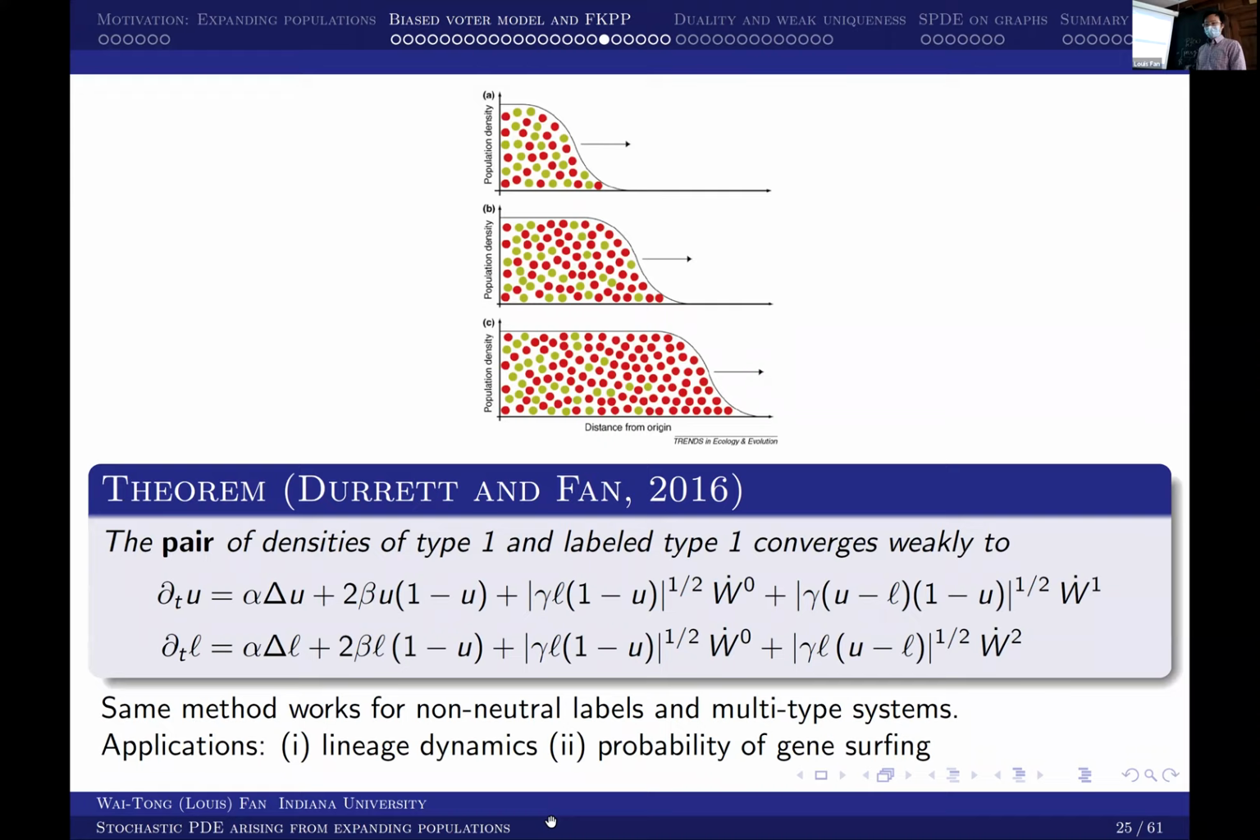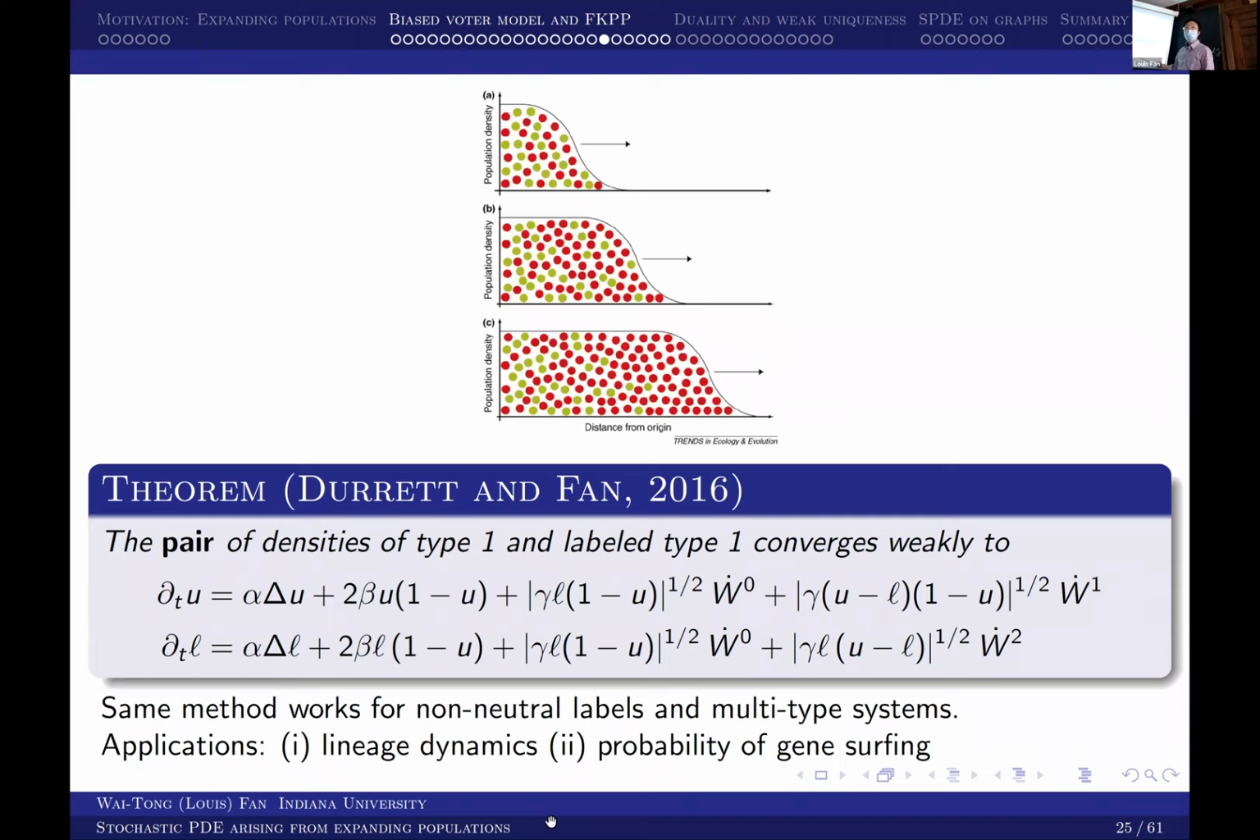But so, two colors, and the label is called L. The result is that the pair of densities of type one and the label type one converges jointly to this coupled SPDE. And a similar method works for a non-neutral label. We can also tune it to be non-neutral and also a multi-type system. Potential applications are that we can look at the lineage dynamics, which I'll explain soon, and we can also use it to robustly simulate the probability of gene surfing, robust against the size of the bias voter model. So there's a noise associated with each color. That's why you have some noises too. I should mention, there are three noises, W0, W1, and W2.